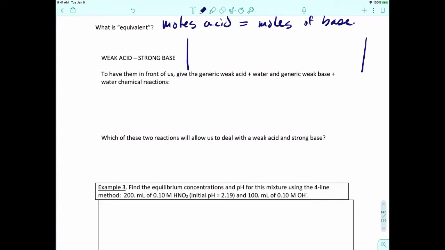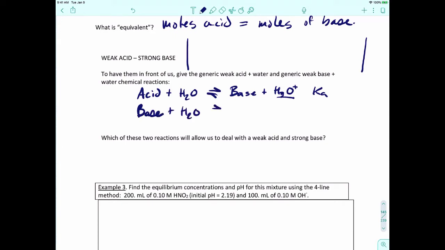Let's write the generic weak acid plus water and weak base plus water chemical reaction. So this was back two videos ago. But we said that if you take a weak acid plus water, that's going to give us an equilibrium with conjugate base plus H3O plus. And because we produce H3O plus, we use a Ka expression. And if we have a weak base in water, that's going to give us an equilibrium with its conjugate acid plus hydroxide ion. And so we'd have to use a Kb expression for that.